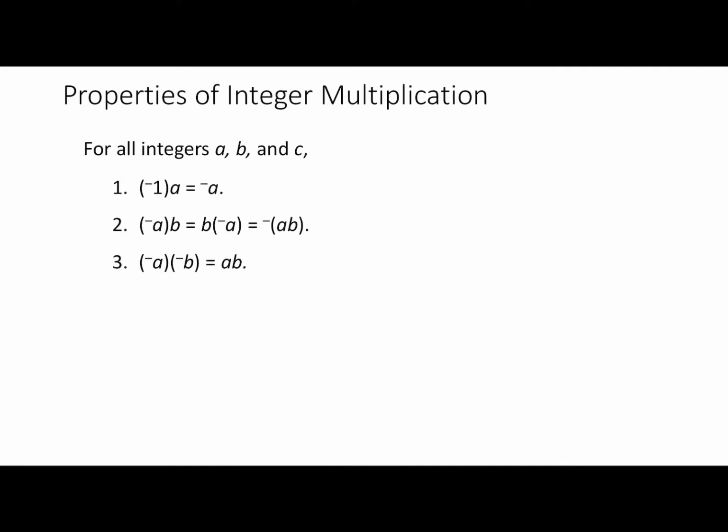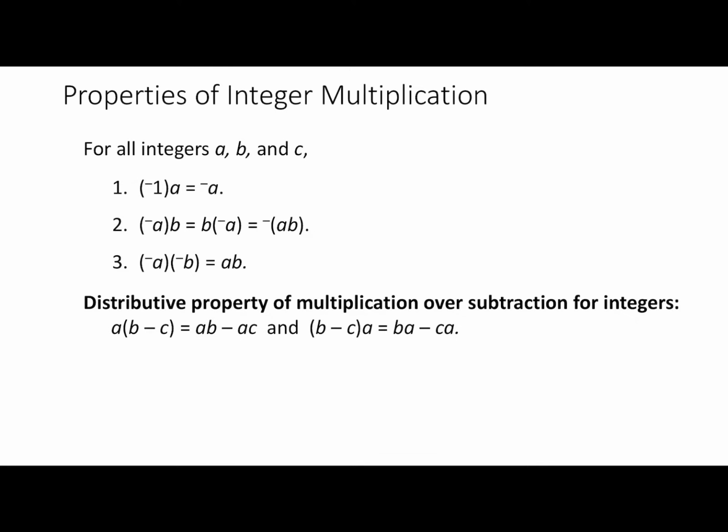And here are some new properties. So if I multiply negative 1 times any integer a, I just get negative a. If I multiply negative a times b, by the commutative property, that's the same as b times negative a. And that's the same as the negative of a times b. And finally, if I multiply negative a times negative b, I get the same thing as if I multiplied a times b.